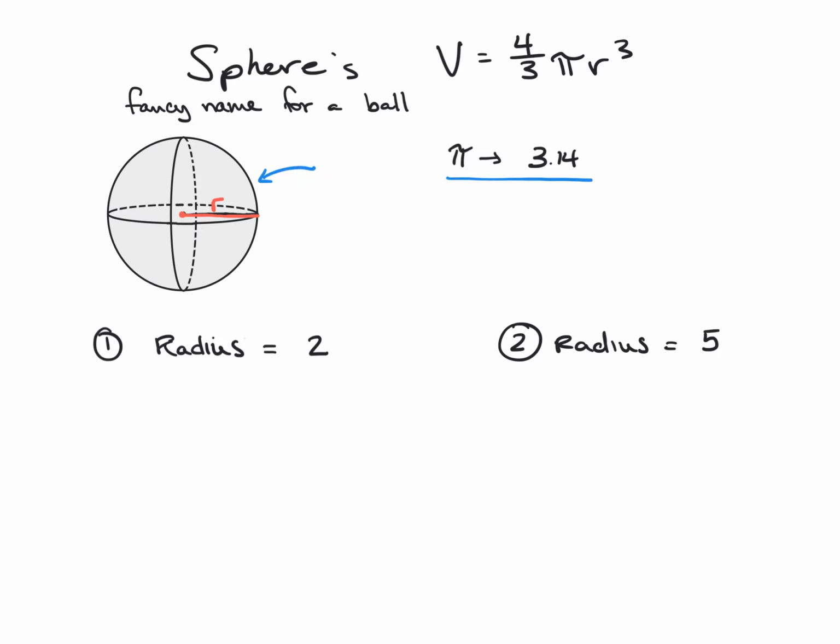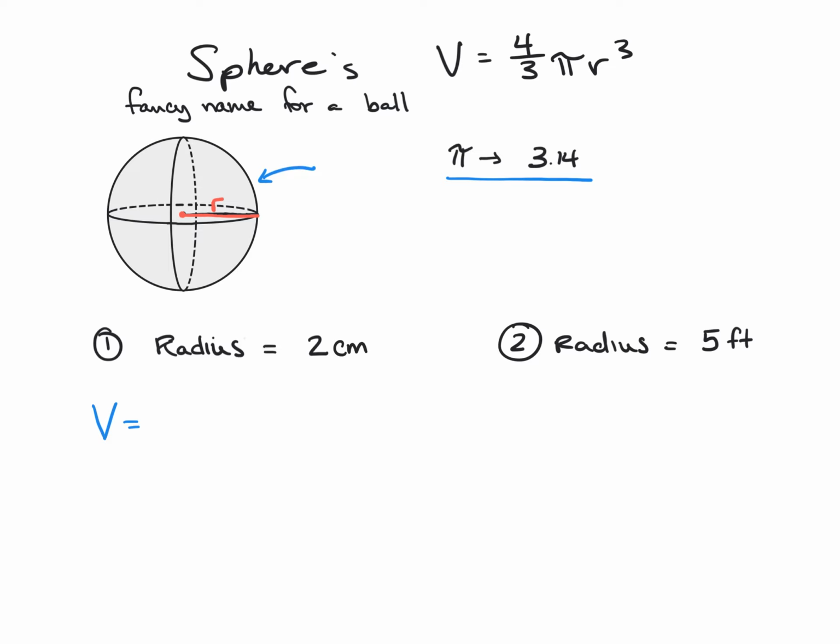So here we go, example 1. We have a radius of 2. Let's give this some units so we can do this well. Let's say that this is 2 centimeters. And for example 2, let's say that's 5 feet. Let's get back to example 1. We have a sphere with a radius that is 2 centimeters long. So here we go.